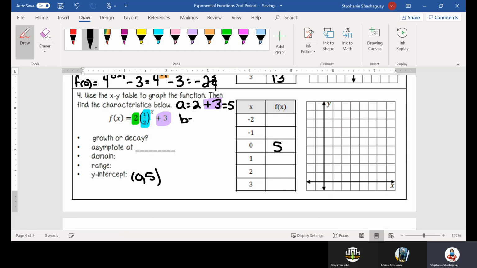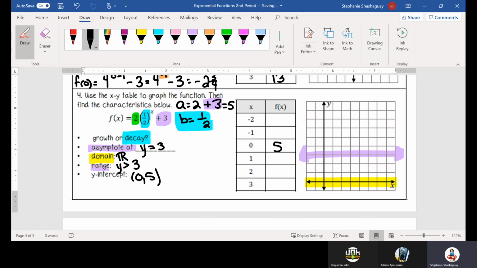Because my B term is equal to 1/2, which is my ratio, I know that I'm going to have exponential decay. My asymptote is at 3, so y is equal to 3. 1, 2, 3, and there's my imaginary line that function is never going to cross. My domain, all my possible x values, is all real numbers. My range, of course, is going to relate back to my asymptote, so y is greater than 3.